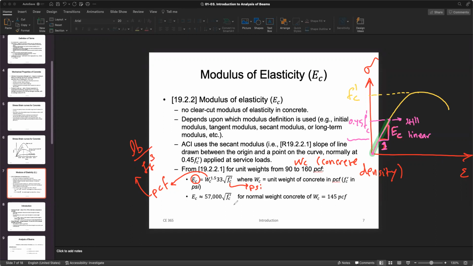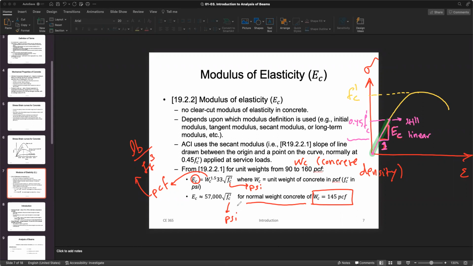Also, as another estimation that is very commonly used, because the concrete usually hovers around this density, 145 for normal weight concrete. So if you plug in 145 for this term WC, this factor would be 57,000. So easily you can say, all right, 57,000 times the square root of f'c. Okay, so that would be another way to find it, for normal weight concrete. But this is the general formula. The top one is the general.